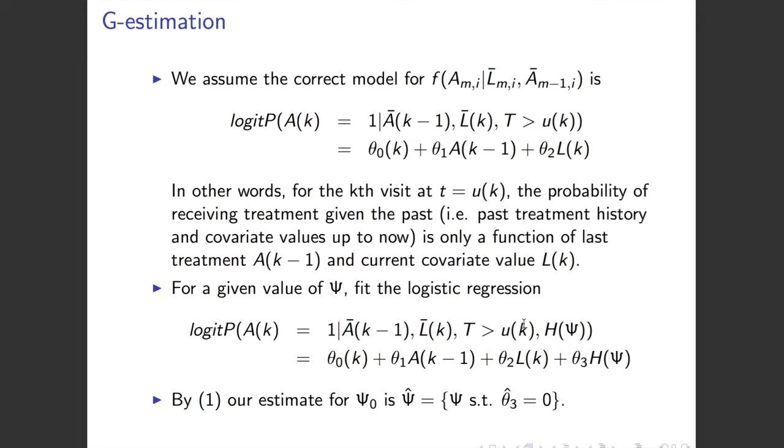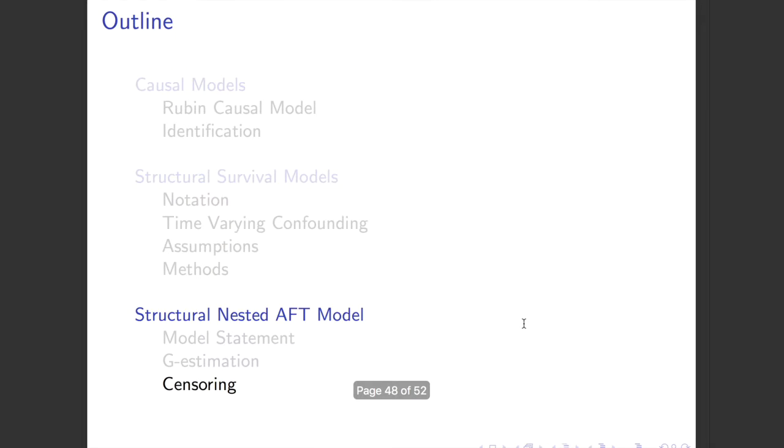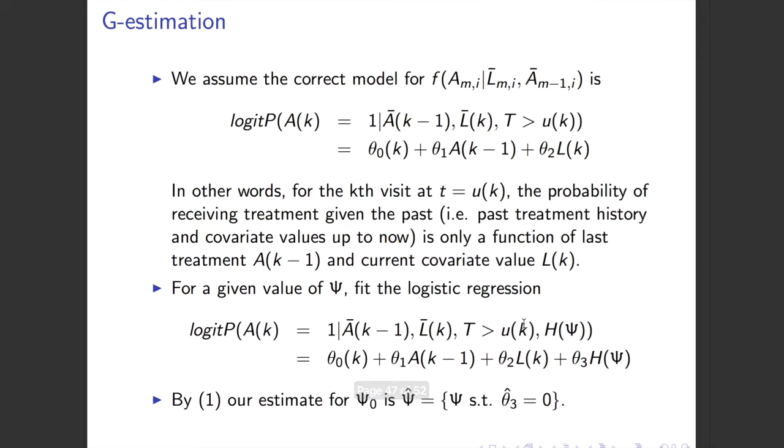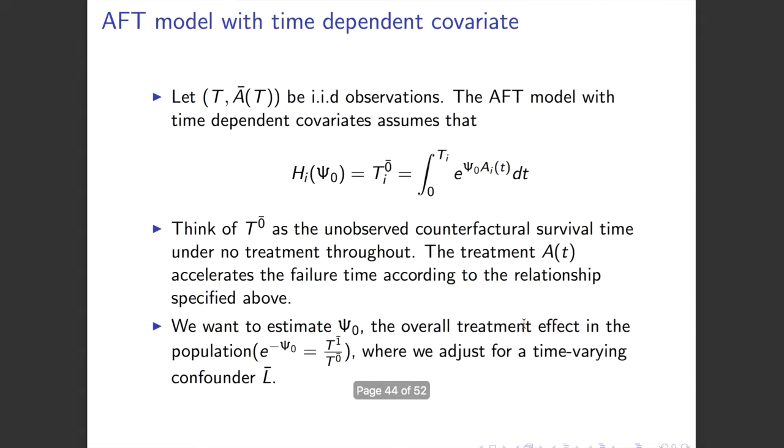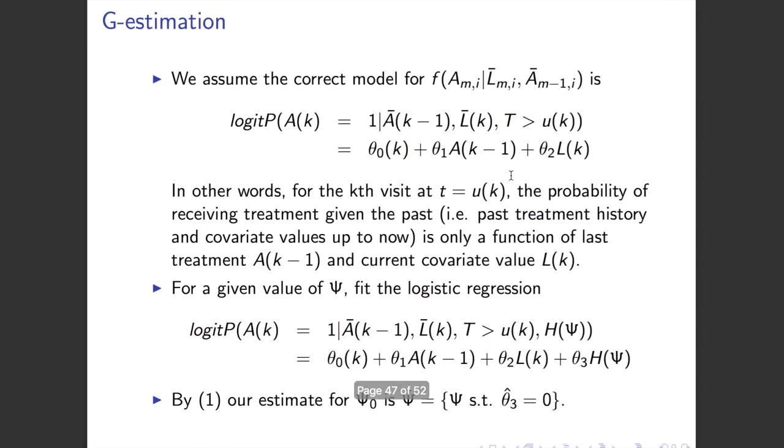And so, in other words, we want to find the value of psi that makes theta hat 3 in this model equal to 0. That's basically how you perform the independence test in this regression setting. Okay. So that's the ideal case if we don't have censoring, and we could actually observe all the T and all the treatment, and we could do G estimation. We could get our estimate for the treatment effect.